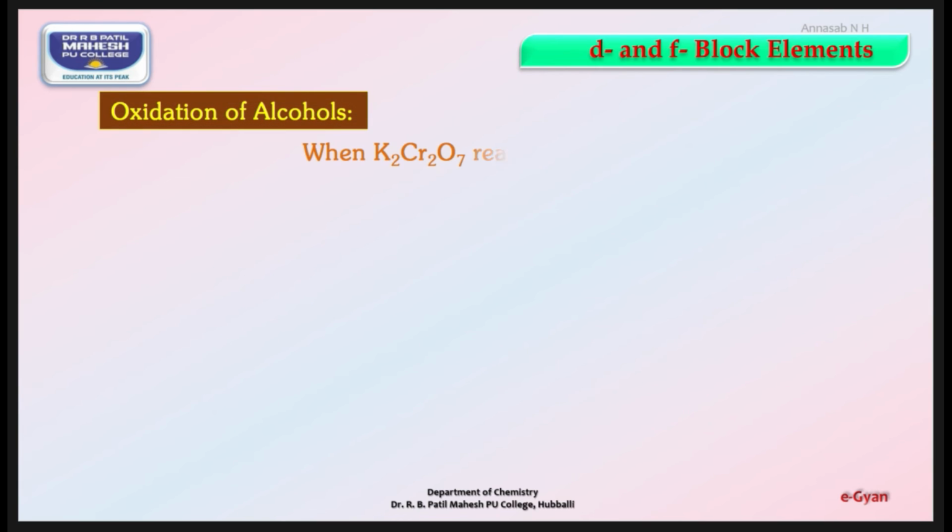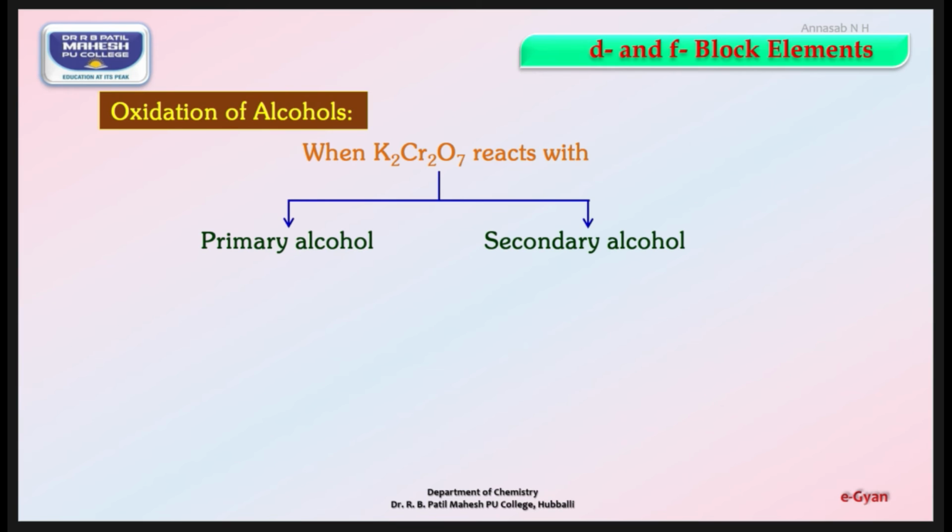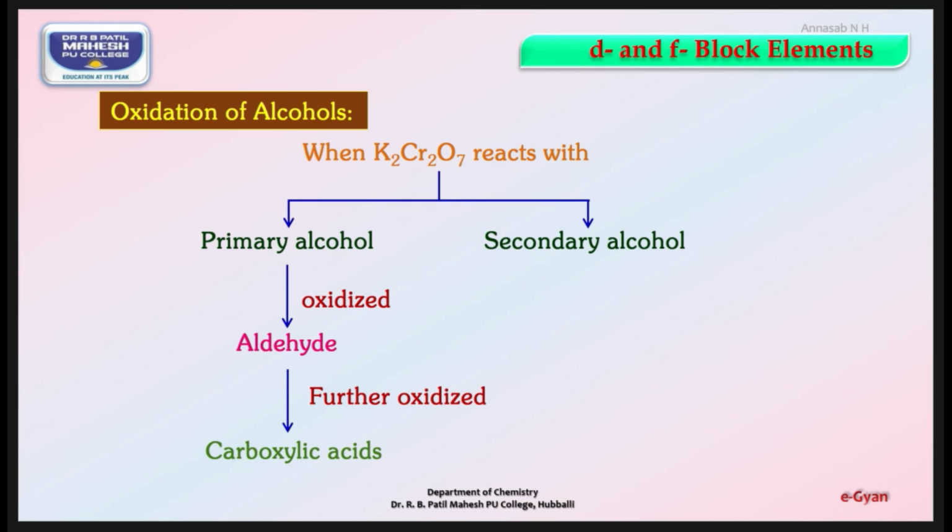Moving further, oxidation of alcohols. When potassium dichromate reacts with primary as well as secondary alcohol, both undergo oxidation. So primary alcohols on oxidation give aldehydes, further oxidation gives carboxylic acids. Whereas secondary alcohols on oxidation give ketones, further oxidation gives carboxylic acids. And remember, here the carboxylic acid formed has the same number of carbon atoms as the aldehyde or primary alcohol, whereas the carboxylic acid formed from ketones or secondary alcohol has one carbon less. You learn this concept in the alcohol chapter. Hope you are getting the points.